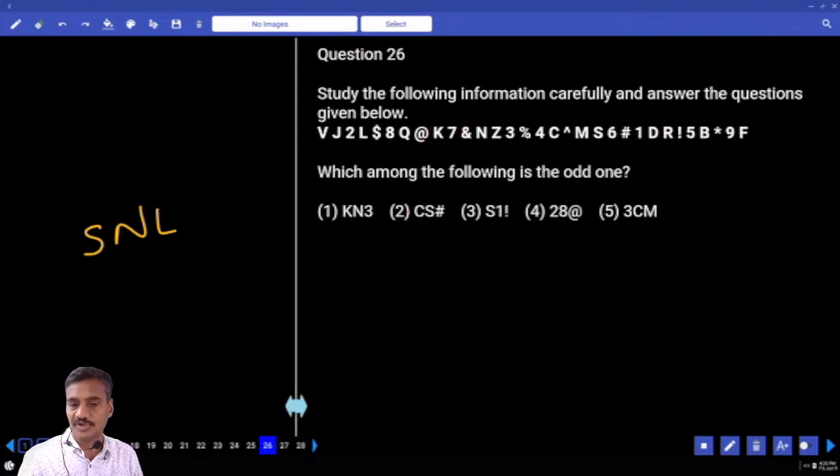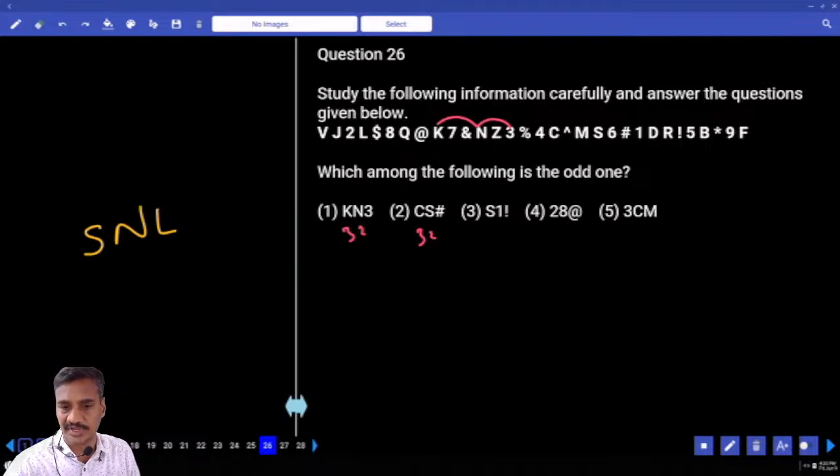Then which among the following is the odd one? K, N and 3. Now K to N, 1, 2, 3 plus 3. N to 3, plus 2. Then C, S and hash. Now C and S, 1, 2, 3 plus 3 plus 2.